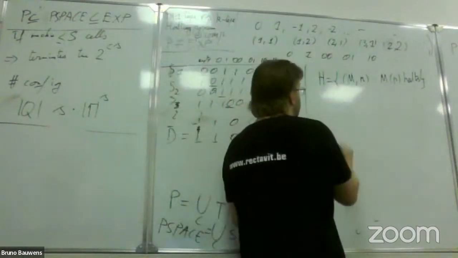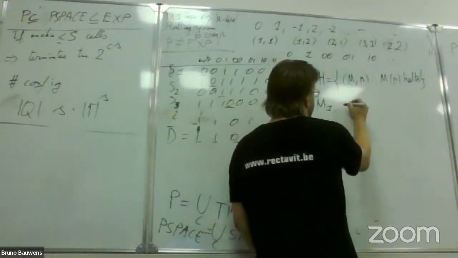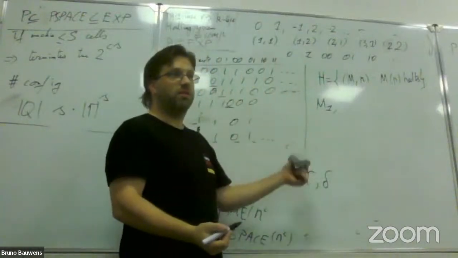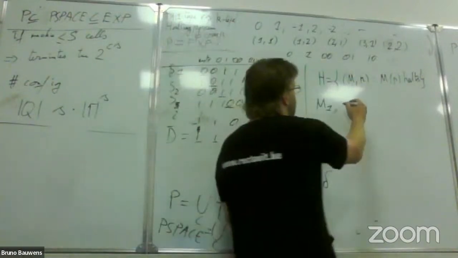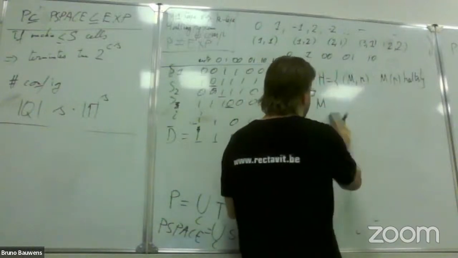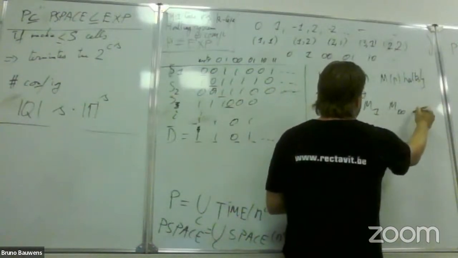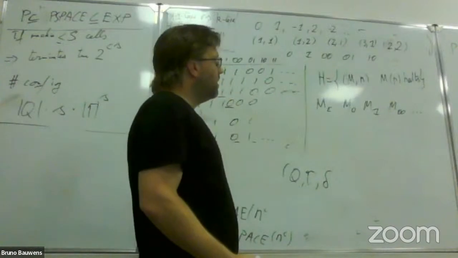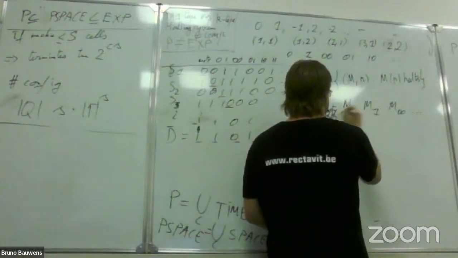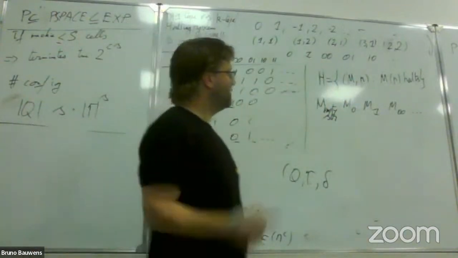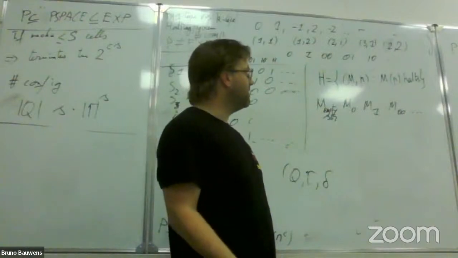How will we do it? Let's consider a list of all the machines just by enumerating all the bit strings: epsilon, M0, M1, M00, and so on. I wanted to write a bit faster, but then it's not faster. So we can think about all this list and then create the diagonal element.